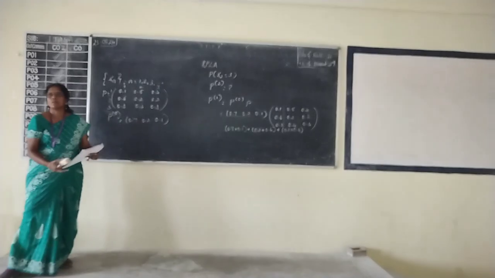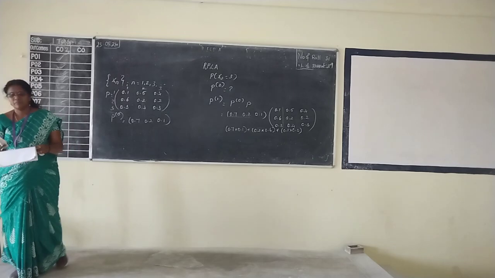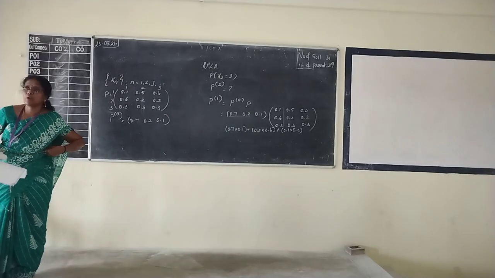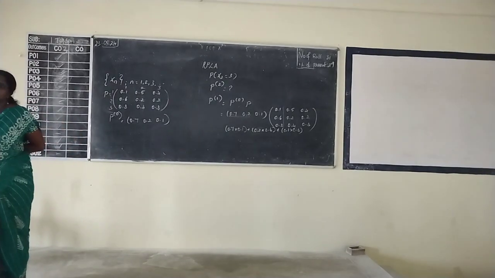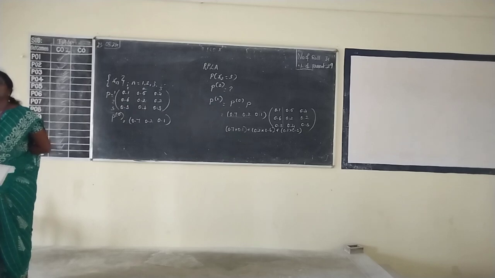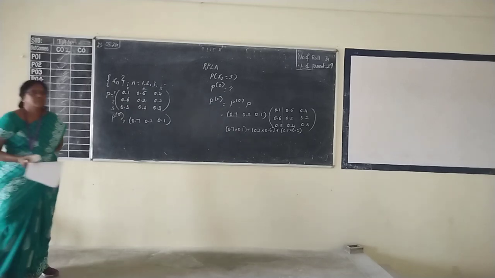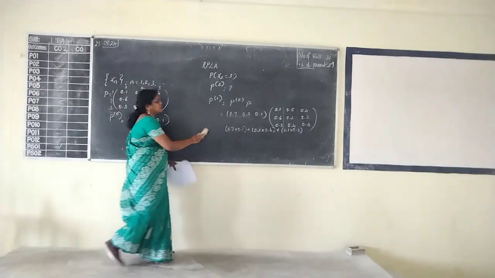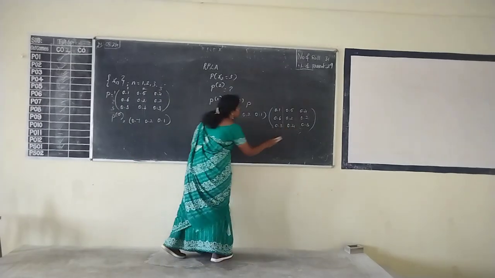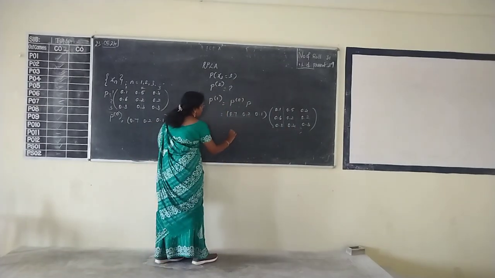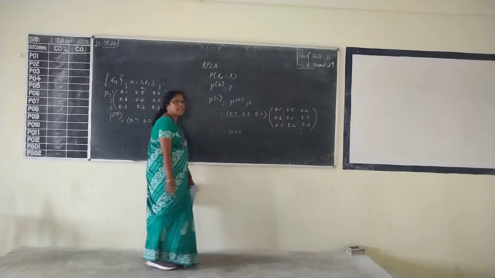And P1 on this is 0.22, 0.23, 0.4. Second one was 0.4, 0.33. Others got this value? What is the answer? 0.22. How will you get the next one?